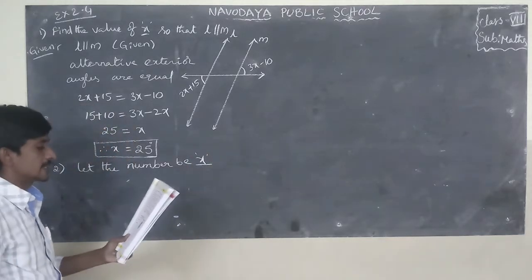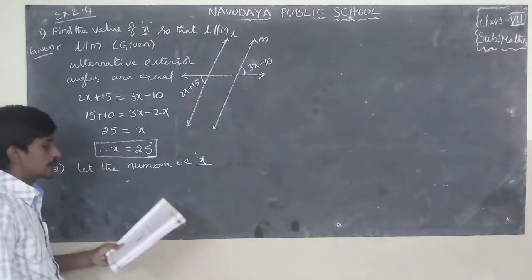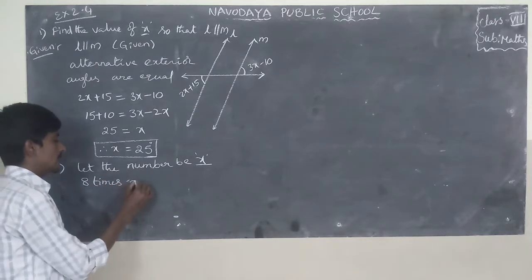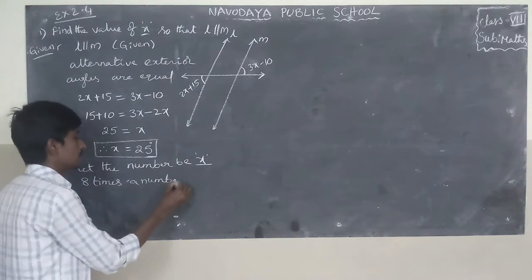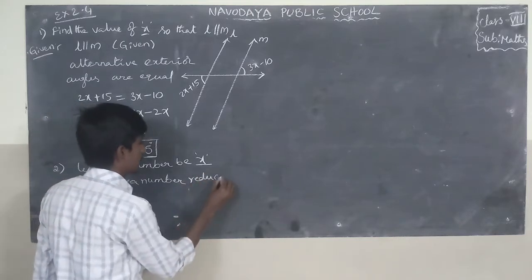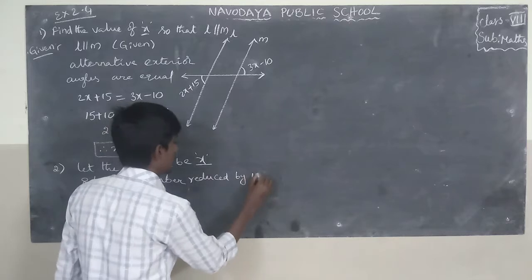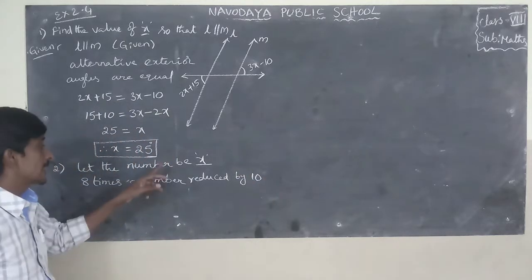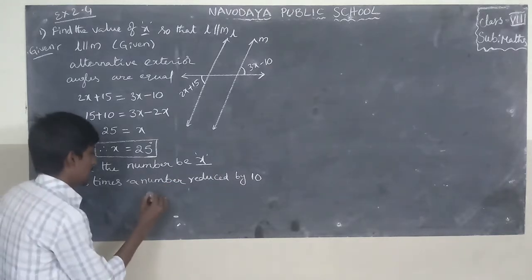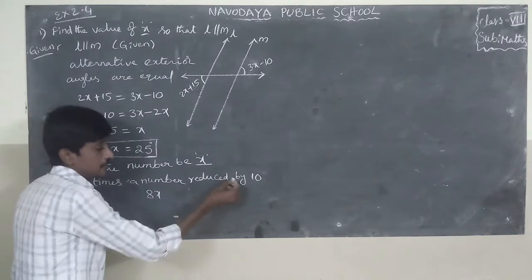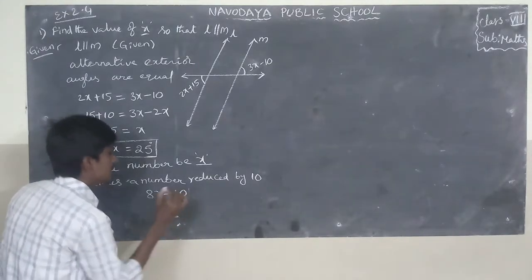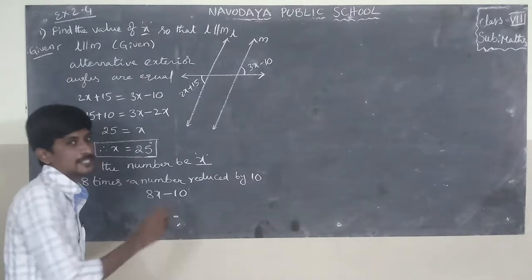First condition: 8 times a number reduced by 10. 8 times a number means 8 into that number, 8x. Reduced means subtracting 10. So this is the first statement.